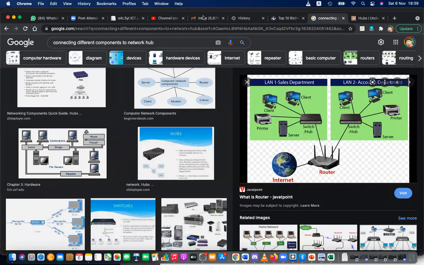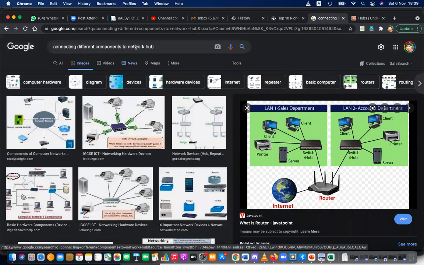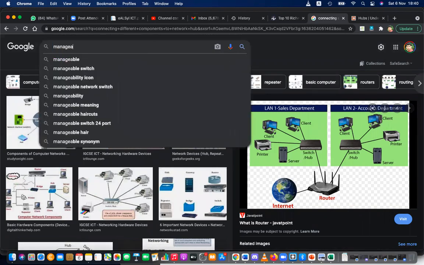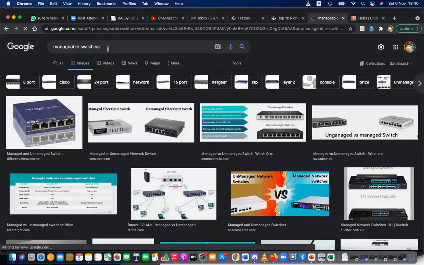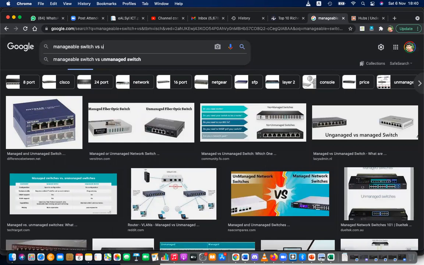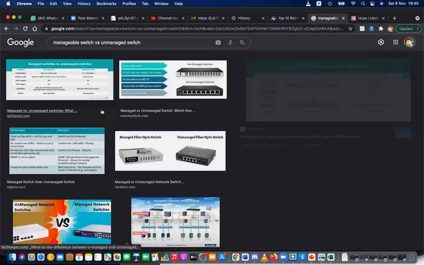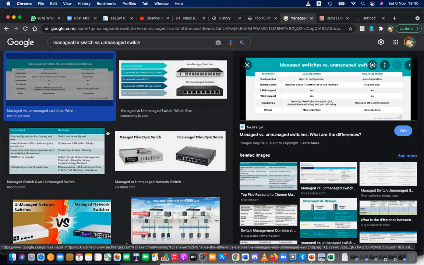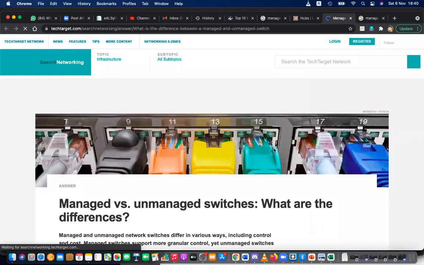So I don't know why. Whoever created the paper and gave these answers, there are two kinds of switches. One is called a manageable switch. The other one is called an unmanaged switch. Right here, you can see this is the comparison between a managed switch and an unmanaged switch. I want to show this with evidence.